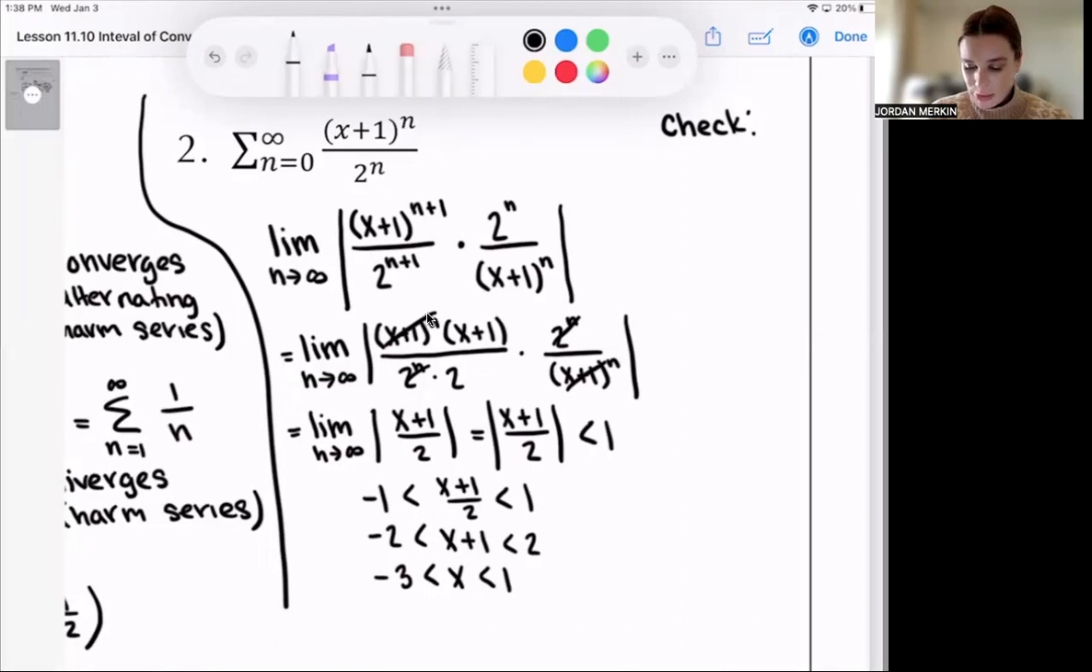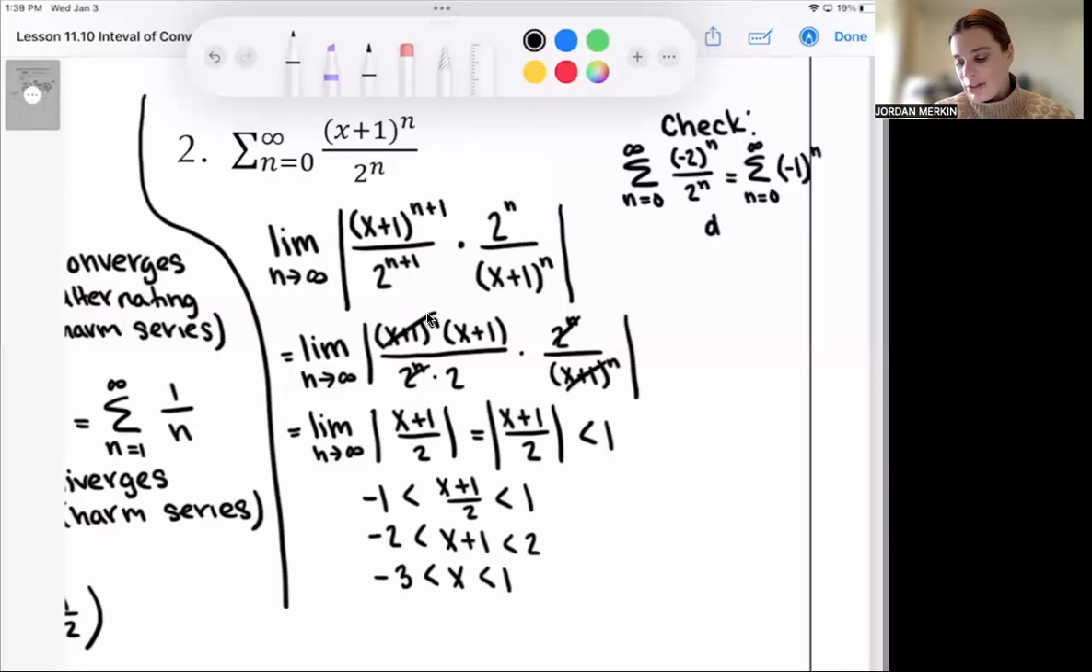So we want to check -3, the sum from n equals 0 to infinity. -3 plus 1 would be -2 to the nth power over 2 to the nth power. Let's clean that up. We get the sum from n equals 0 to infinity of -2 to the nth over 2 to the nth. We end up with just (-1) to the nth power. Now, this is just an alternating series. This actually diverges, right? This isn't going to converge.